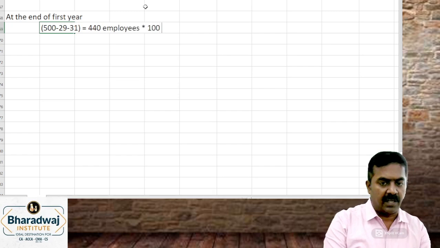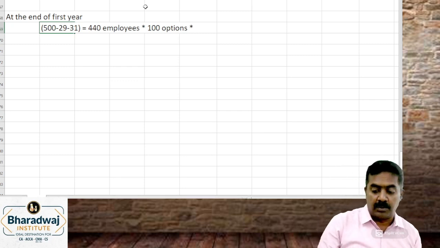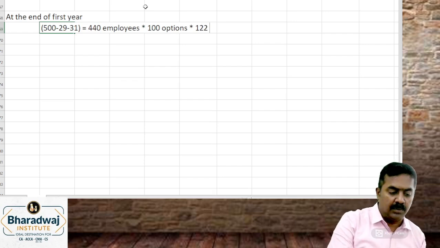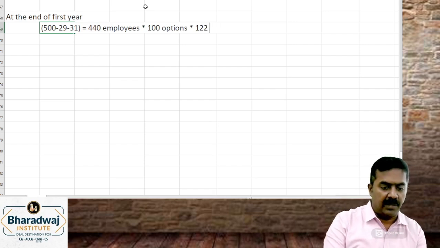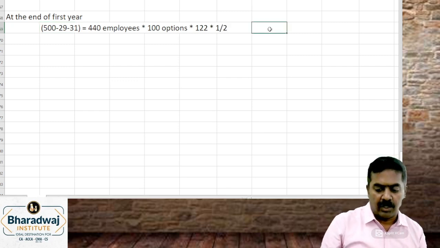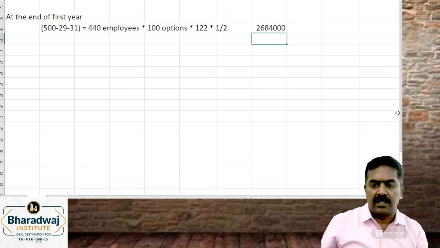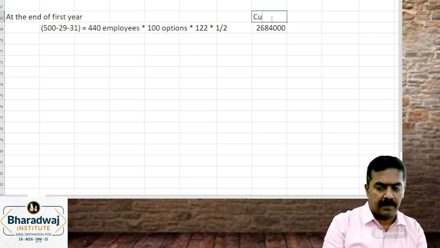Into 100 options each, into what is the fair value of the option? 122 is given, into 1 by 2. 26 lakhs 84,000. This is the cumulative expense, and that is the current year expense also.